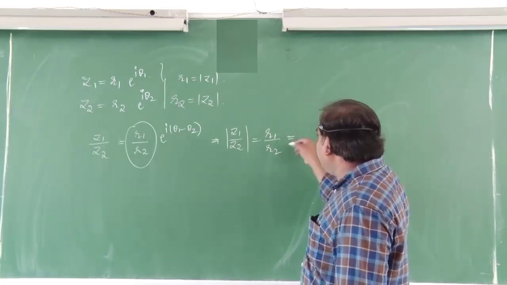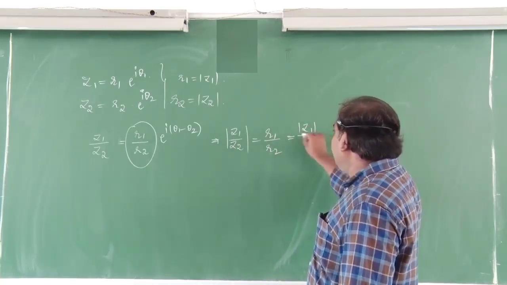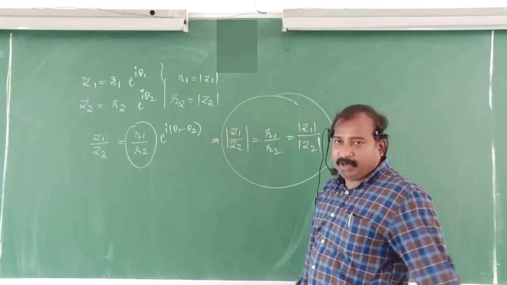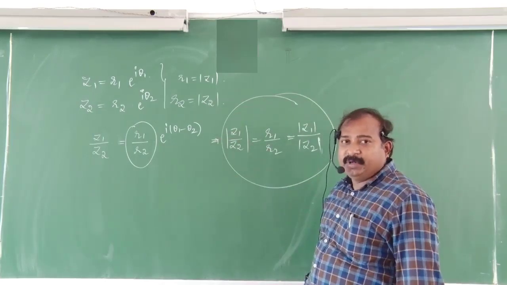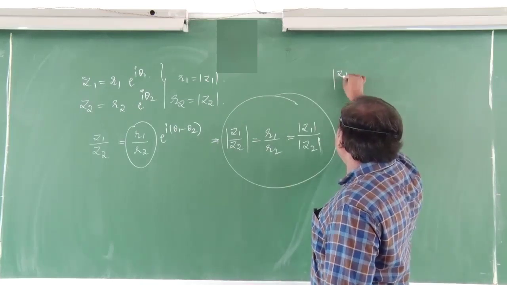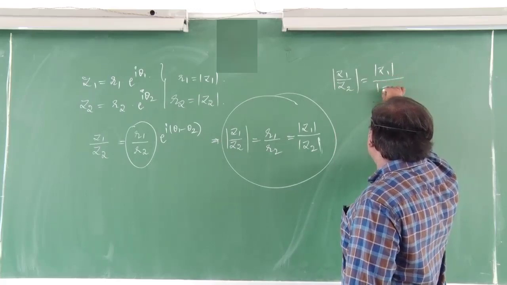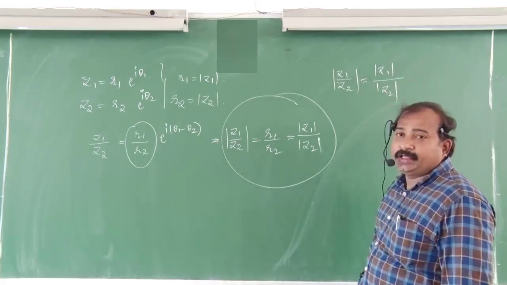But what is the r1 value? Nothing but modulus of z1 by modulus of z2. So remember this formula also when we are doing simple bits. There, modulus of z1 by z2 is equal to modulus of z1 by modulus of z2, we can use it directly like this.